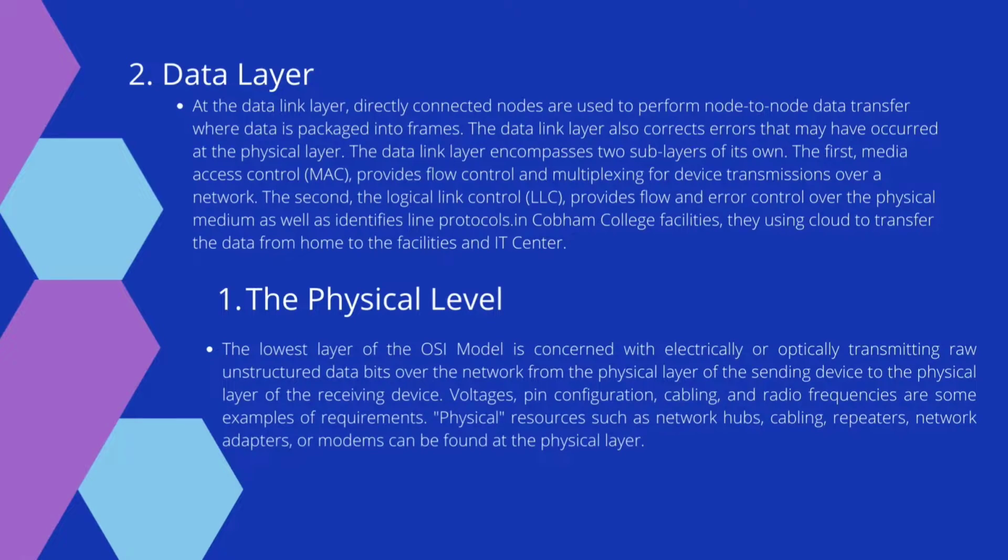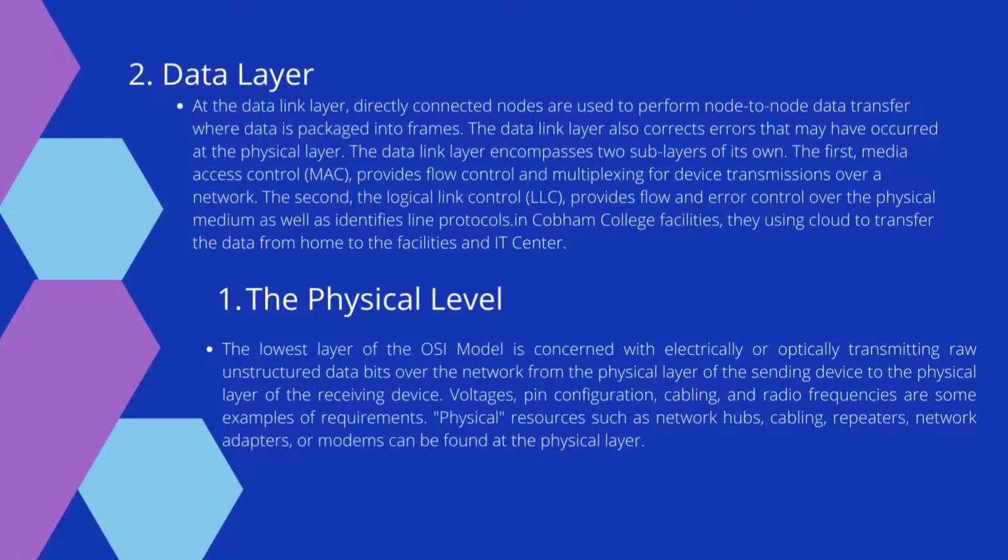Next, the data link layer. Directly connected nodes are used to perform node-to-node data transfer, where data is packaged into frames. The data link layer also corrects errors that may have occurred at the physical layer. It encompasses two sublayers of its own. Media access control allows media access for the upper layers of OSI by framing, and uses error detection to control how frames are placed on and received from the media. The logical link control provides flow and error control over the physical medium as well as identifies line protocols.